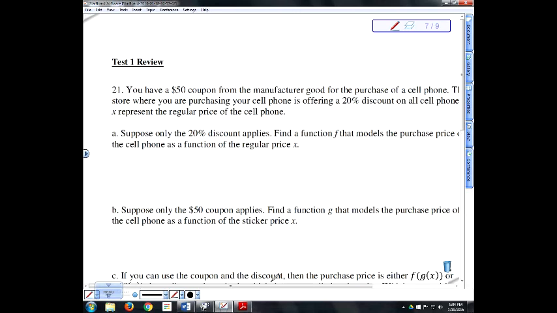So suppose only the 20% discount applies. Find a function f that models the purchase price as a function of x, or the regular price. So if you're getting 20% taken off, that means you're only paying 80% of the original purchase price. So the function f is 80% of the purchase price. That's what you're paying because you're getting 20% off. Now for part B, the g function is $50 off. So if the original price is x, you take off 50. That's what you would pay if you're only using the $50 coupon.